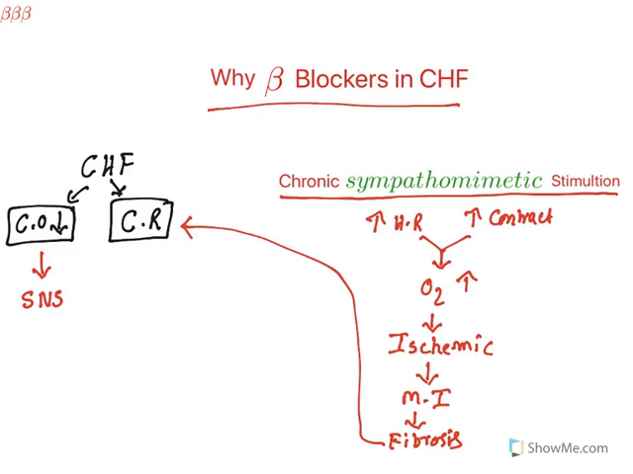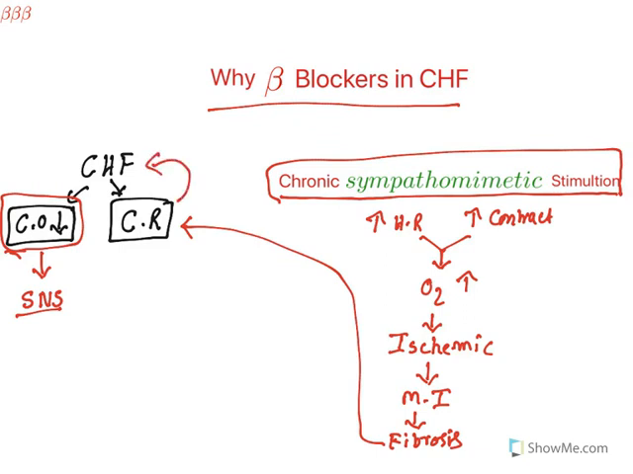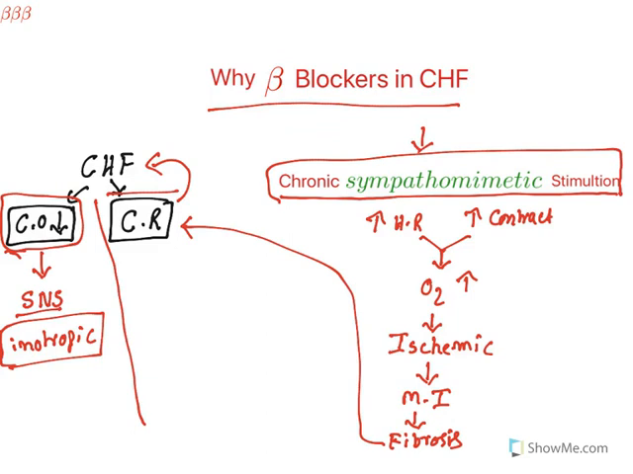You can see what has happened. To compensate cardiac output, the sympathetic nervous system is activated. But chronic or long-term sympathomimetic activation is finally causing cardiac remodeling, which worsens heart failure. Now, at the beginning, when cardiac output is low, inotropic agents are used. The basic job of an inotropic agent is to increase cardiac contraction. In the long term, because of continuous sympathomimetic stimulation, when cardiac remodeling is happening, then beta blockers need to be used.